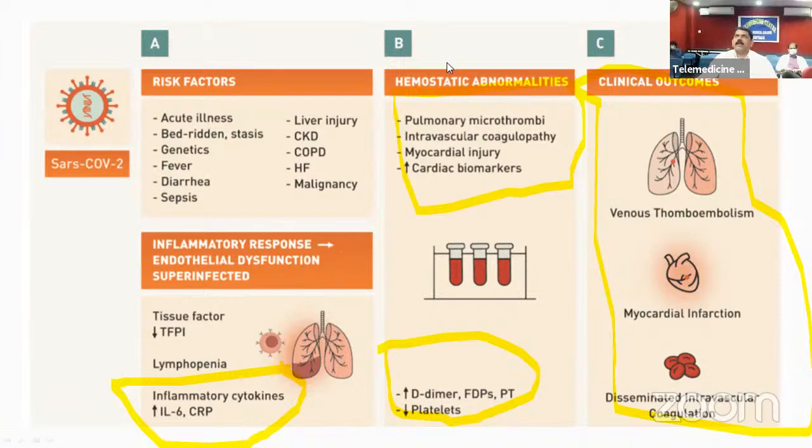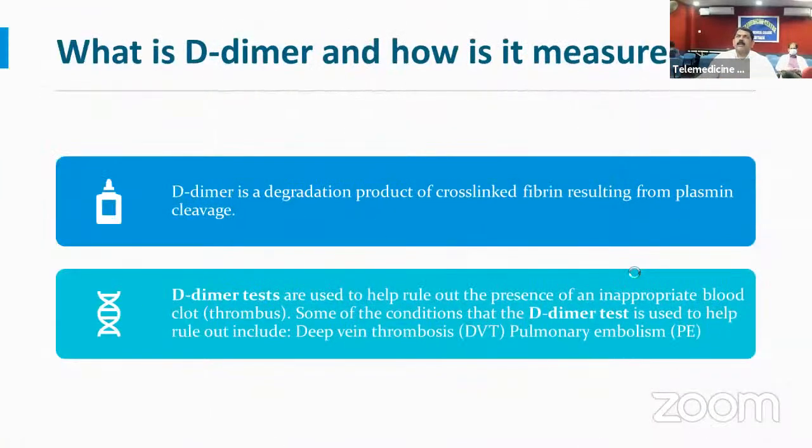The hemostatic abnormalities, which I have been hammering again and again, are the pulmonary microthrombi, intravascular coagulopathy, the myocardial injury, and increased cardiac biomarkers. And there occurs increased D-dimer, the FDPs, and the prothrombin time, decreasing the platelet count, which results in venous thromboembolism, myocardial infarction, and DIC. So this is the path where the problem moves on. And what is D-dimer? Many of you are not very acquainted with the D-dimer.